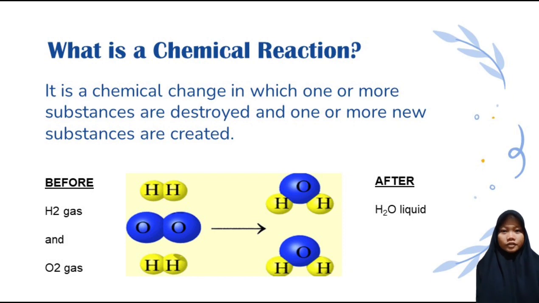Introduction to chemical reaction. What is a chemical reaction? A chemical reaction is a chemical change in which one or more substances are destroyed and one or more new substances are created. For example, H2 gas and O2 gas yield H2O.